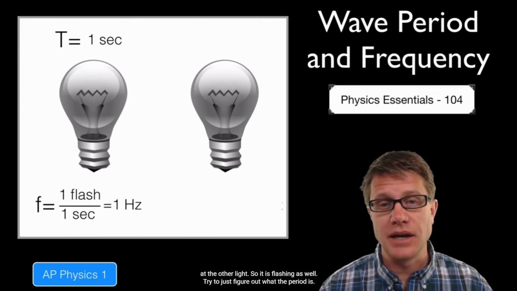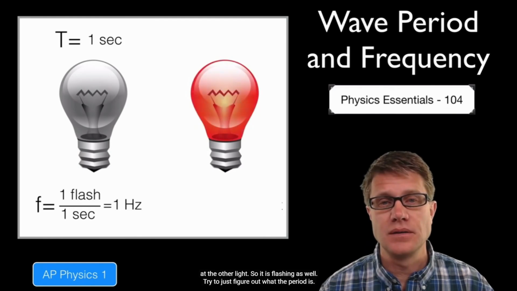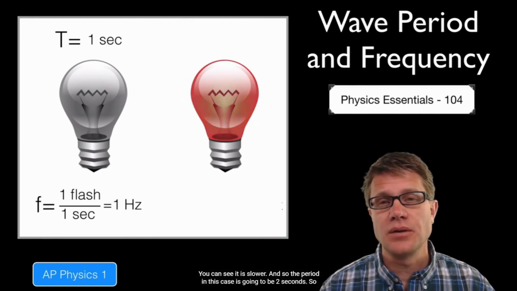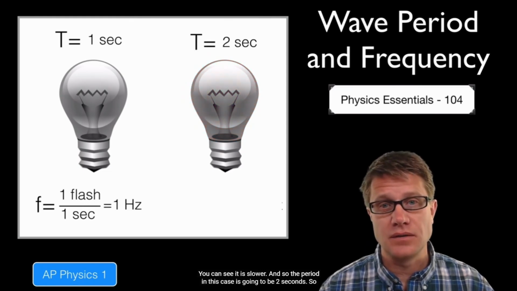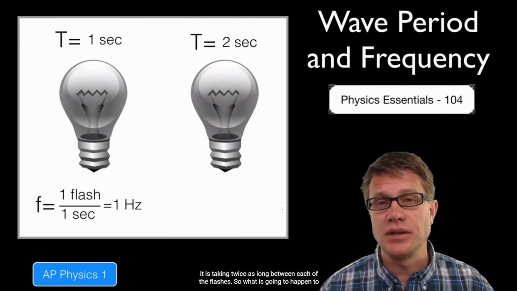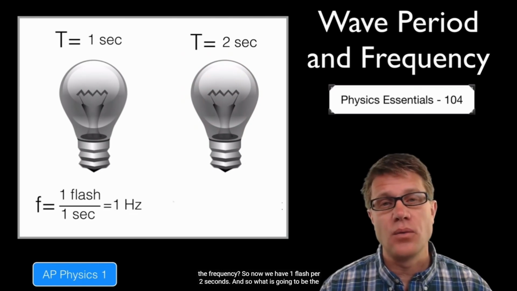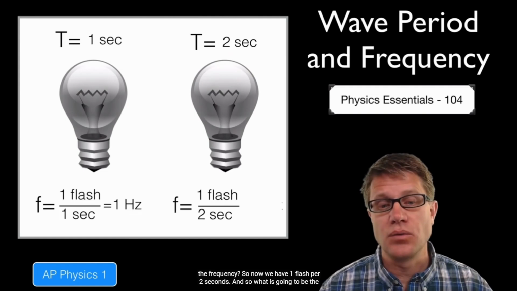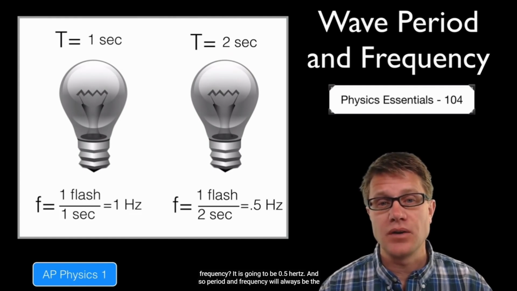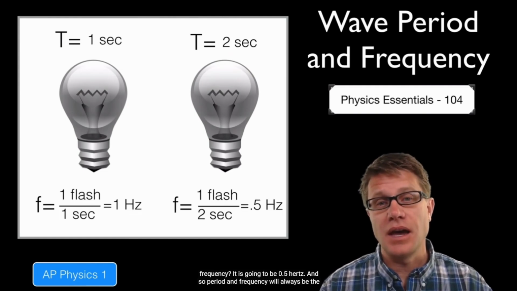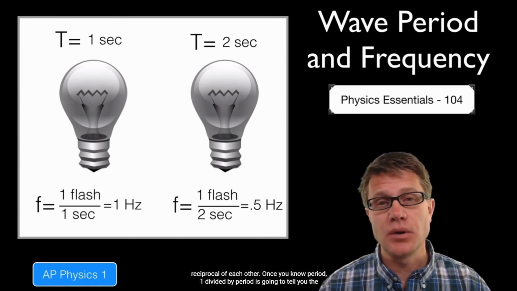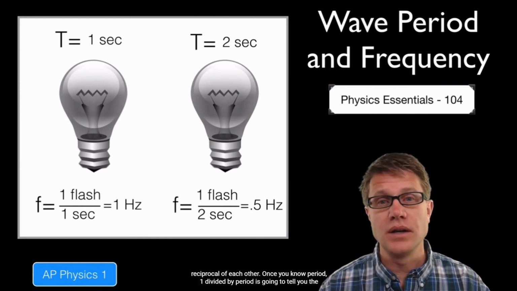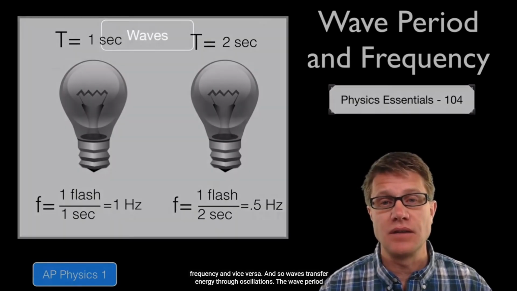Now let's look at the other light. It's flashing as well. Try to figure out what the period is. You can see it's slower. The period in this case is going to be 2 seconds. So it's taking twice as long between each of the flashes. What's going to happen to the frequency? Now we've got one flash per 2 seconds, so the frequency is going to be 0.5 hertz. Period and frequency will always be the reciprocal of each other. Once you know the period, 1 divided by the period is going to tell you the frequency and vice versa.